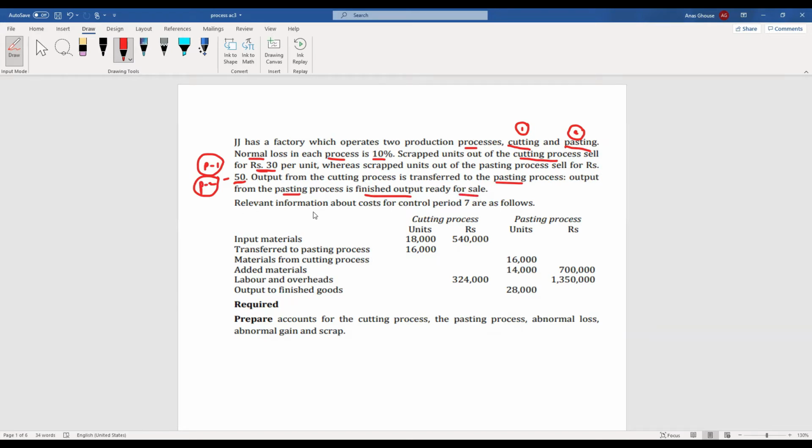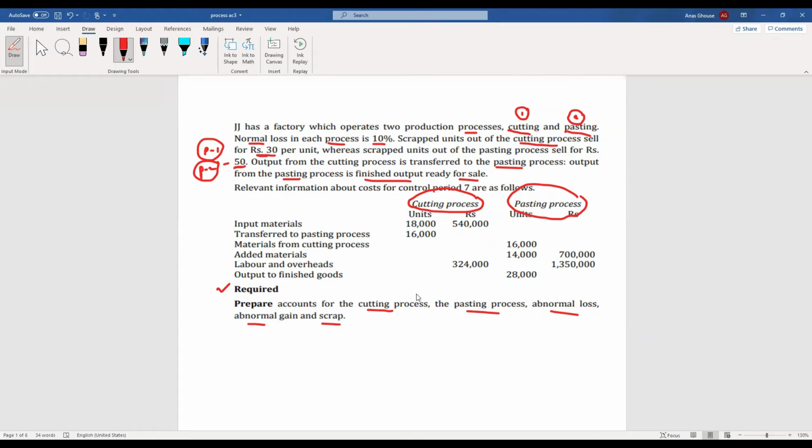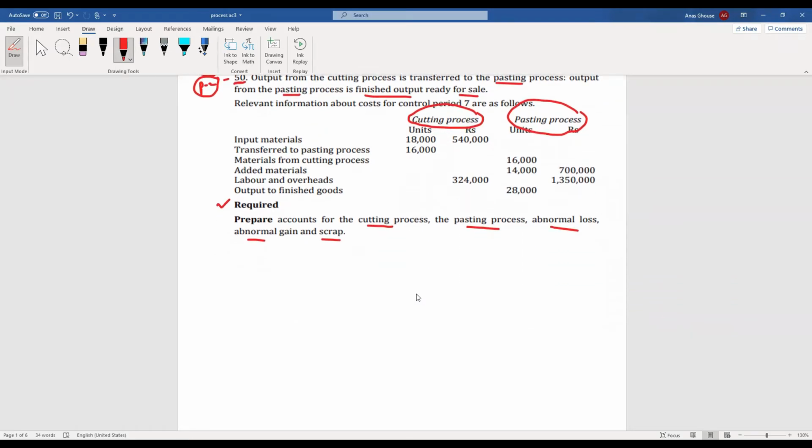Relevant information about cost for the control period is as follows. Now you are given the cutting process and the pasting process information. What is required is to prepare accounts for the cutting process, the pasting process, then abnormal loss, abnormal gain, and the scrap account. First and foremost, we'll just analyze the cutting process.